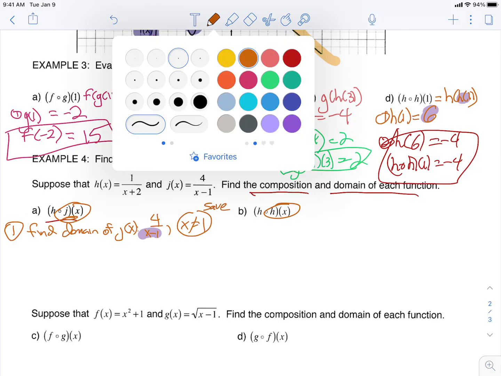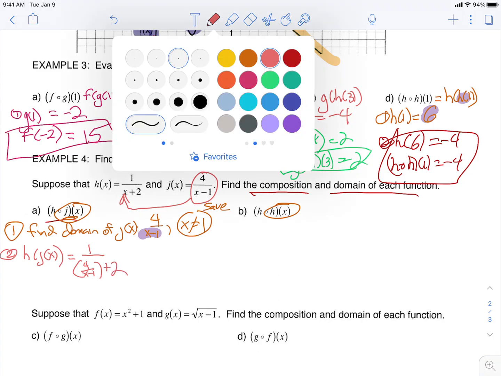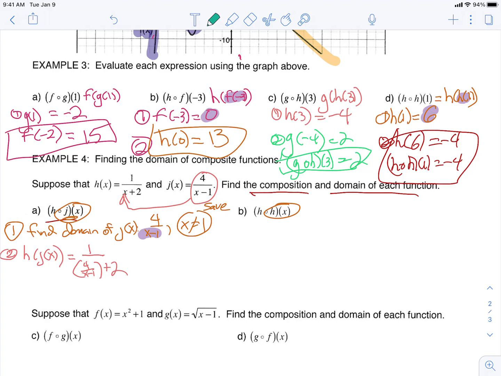Now let's do the work and let's actually find what is h of j of x. So I'm going to take j of x, and I'm going to substitute it in for x here. So this becomes 1 over parentheses 4 over x minus 1 plus 2. So we have one of those complex fractions that we saw earlier in the year, and we're going to simplify it the best way that we know how. So let's take a look at this without parentheses. So it's 1 over 4 over x minus 1 plus 2.